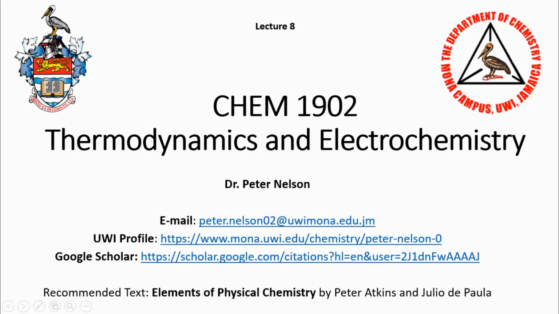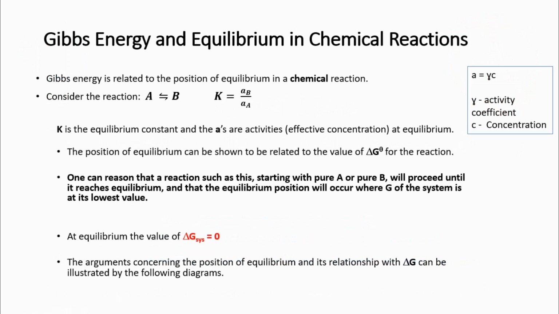Students, so today we continue with our thermodynamics and electrochemistry. Now we want to look at Gibbs energy and equilibrium in chemical reactions. So Gibbs energy is related to the position of equilibrium in a chemical reaction.